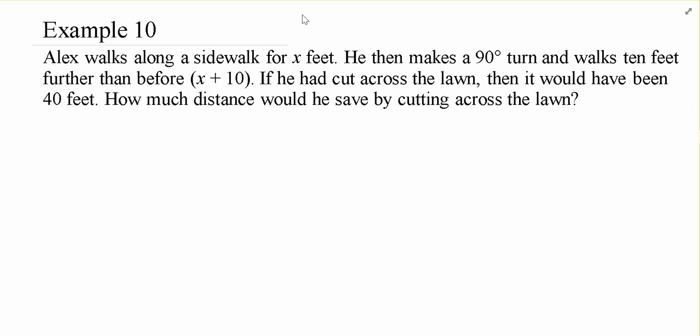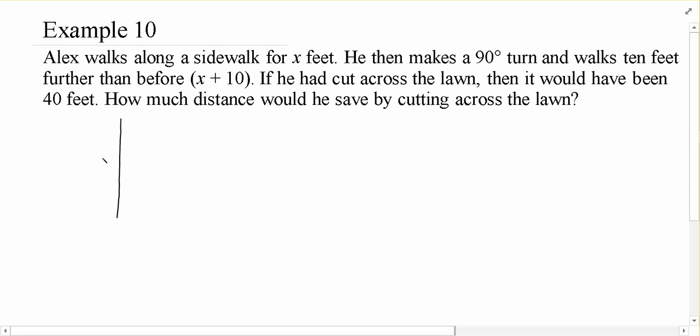So this is actually a really tricky problem. If we draw a picture, it's going to definitely help us, but there's still a nice trick to it. So Alex walked X feet, made a 90-degree turn, and walked X plus 10 feet. But if he would have just cut across the lawn in the first place, so straight from point A to point B, he would have gone 40 feet.